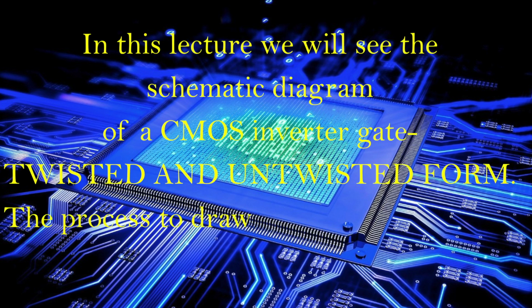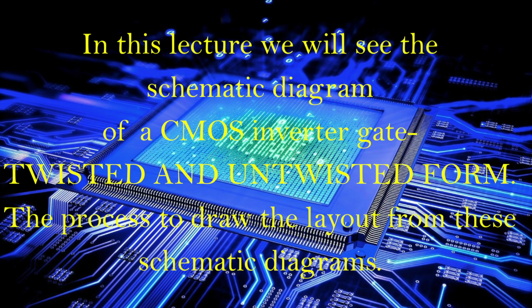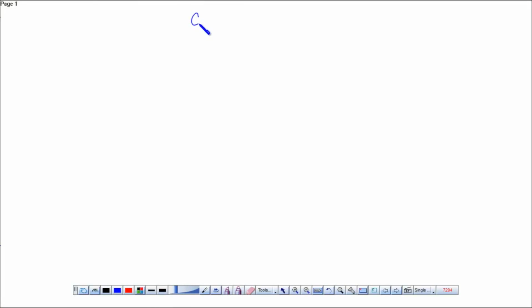In this lecture, we will see the schematic diagram of a CMOS inverter. We will draw the schematic in twisted form and the untwisted form. This will help us to draw the corresponding layouts. So at first, let's see the symbol. So this is our CMOS inverter. CMOS inverter is otherwise known as the NOT gate.